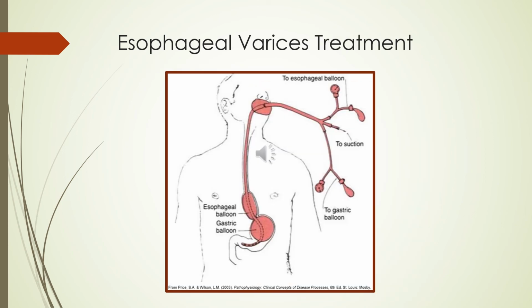And this picture shows how we might treat the esophageal varices with this special tube, a Sengstaken-Blakemore tube, that's placed for the emergency treatment of hemorrhage of esophageal varices.